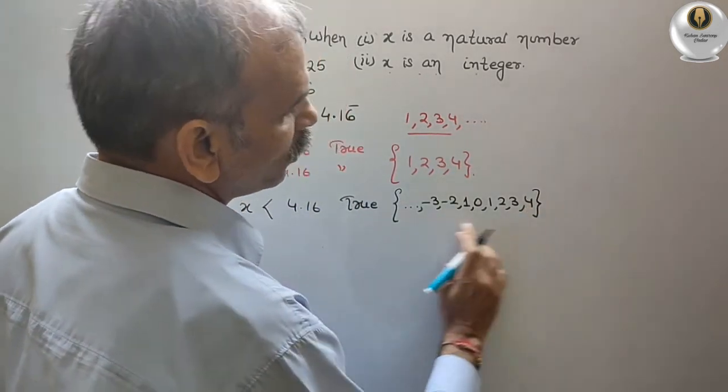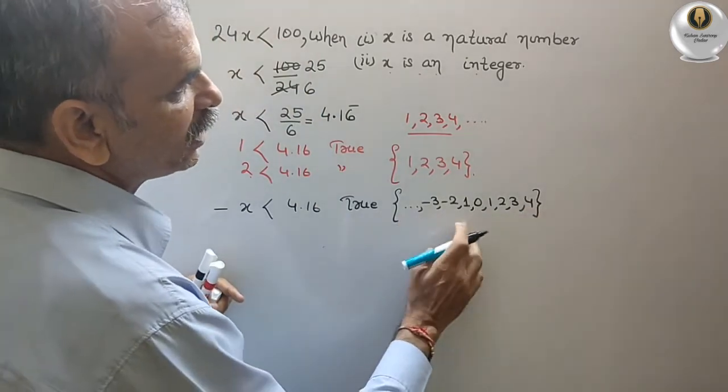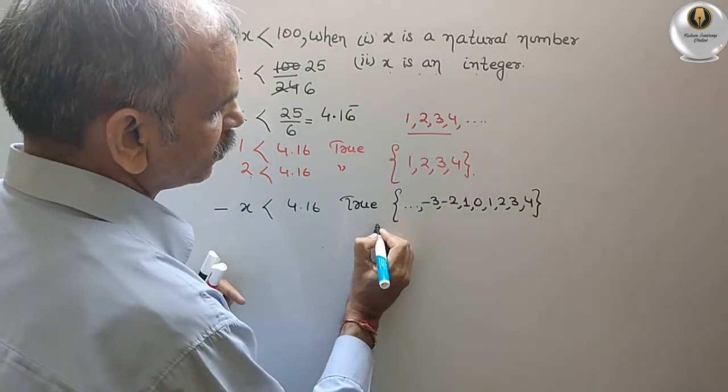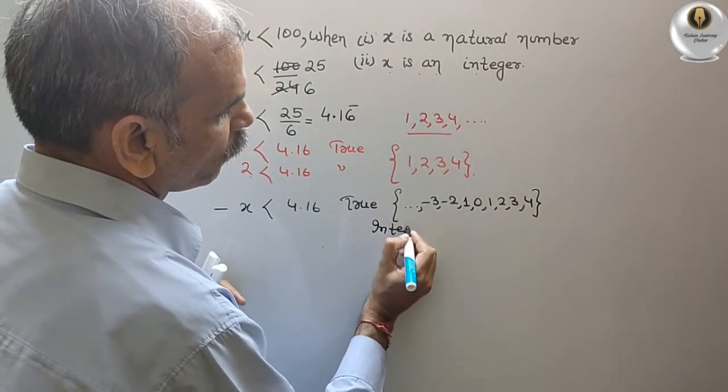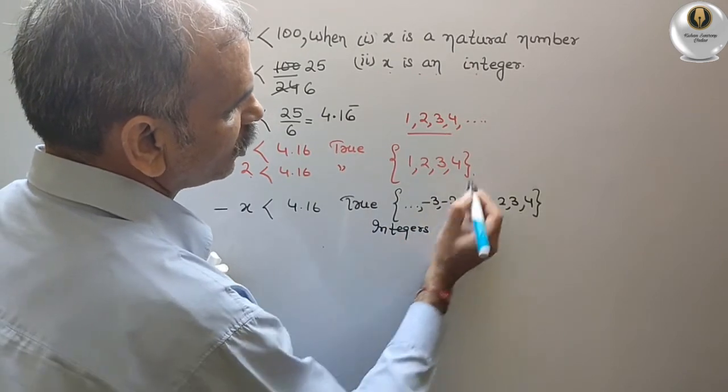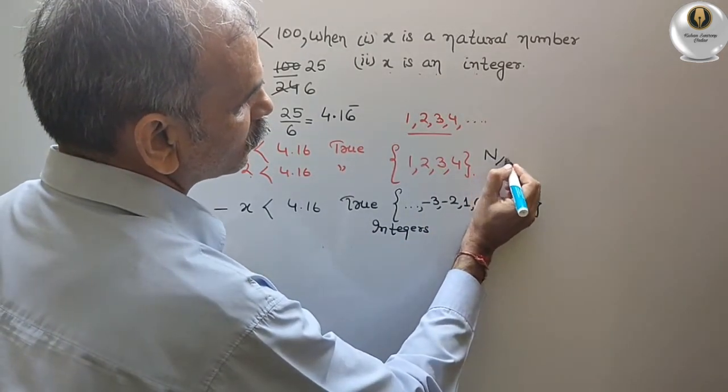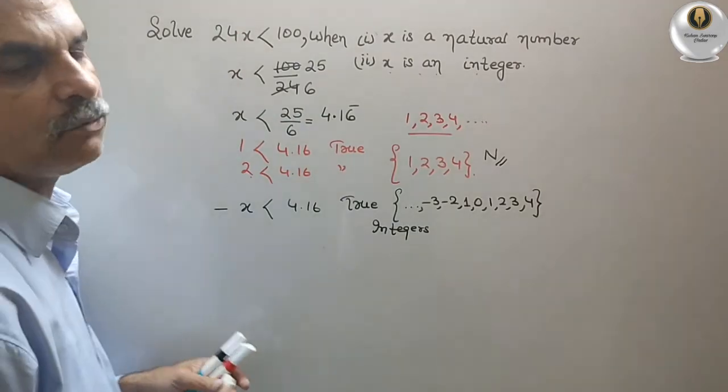So therefore, your solution should be this in terms of integers. And this is for natural numbers. So like this we have to do it.